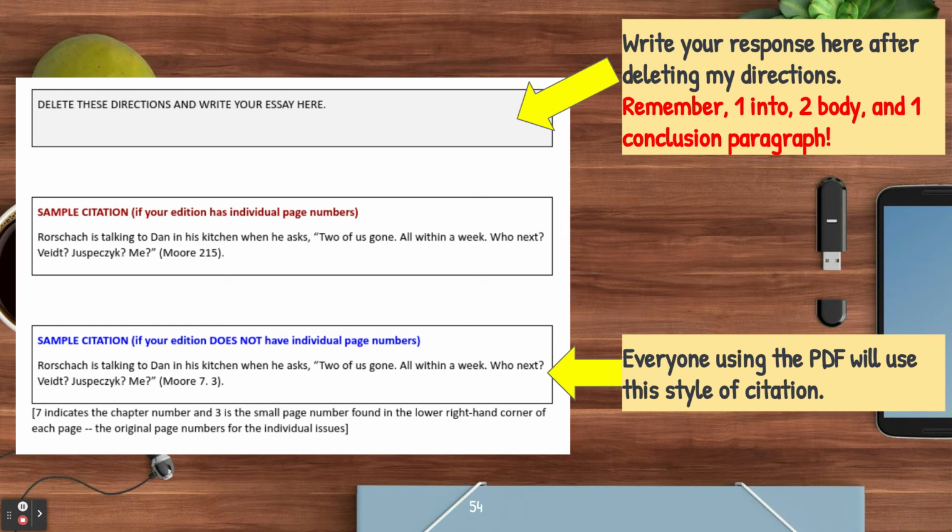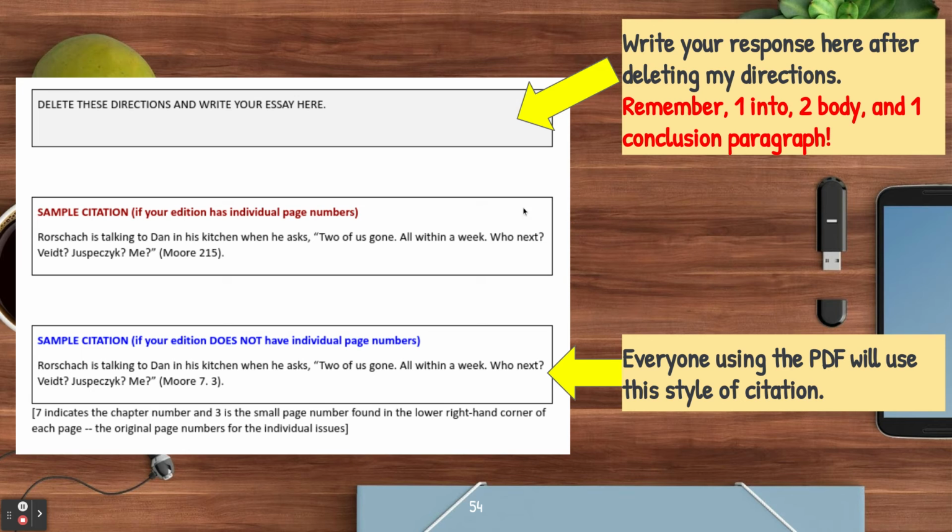Okay, so once you've made your choice, A, B, C, or D, underneath that, there's a box for you to write your essay response. Make sure you delete my directions. And remember that you need 1 introduction paragraph, 2 body paragraphs, and 1 conclusion paragraph.